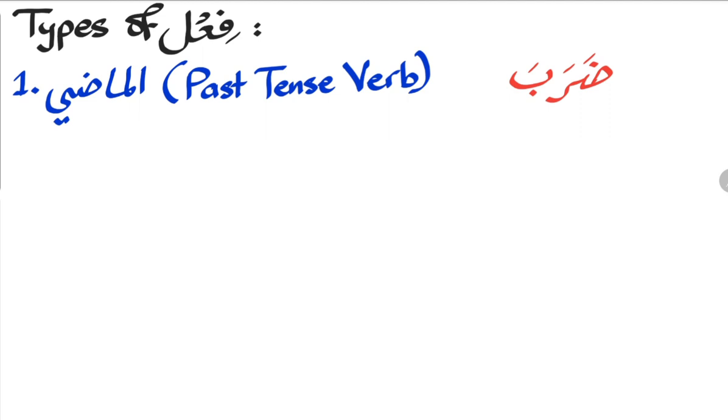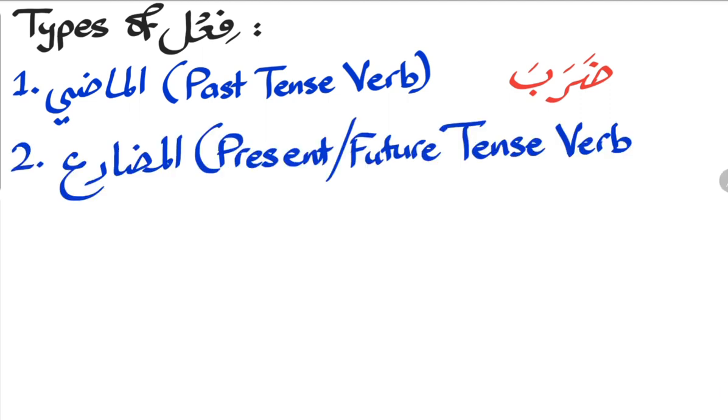The second type is al-mudari', which means present and future tense verb. For example, the word yadribu means he is hitting or will hit. So since it denotes the action of hitting taking place either in the present or in the future, that's why it is al-mudari', the present or future tense verb.